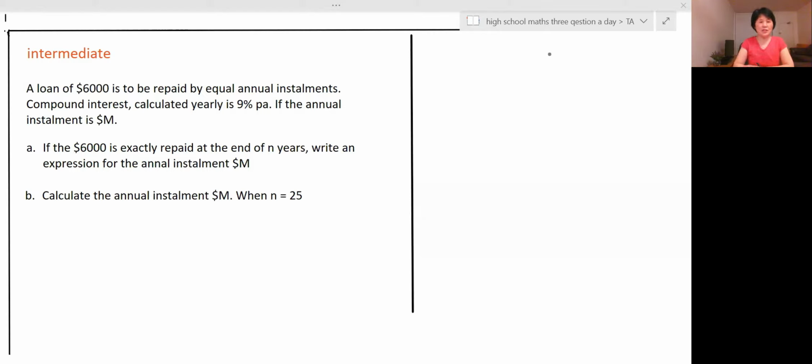Okay, first question. A loan of $6,000 is to be repaid by equal annual installments. Compound interest, calculated yearly, is 9% per annum. If the annual installment is $M, first one, A. If the $6,000 is exactly repaid at the end of the N years, write an expression for the annual installment. Okay, we just do the A1.